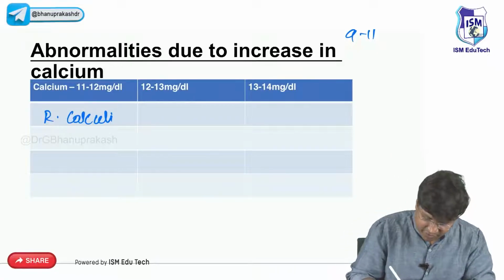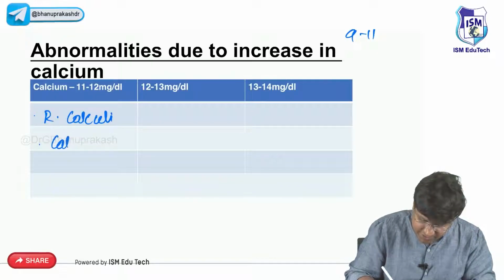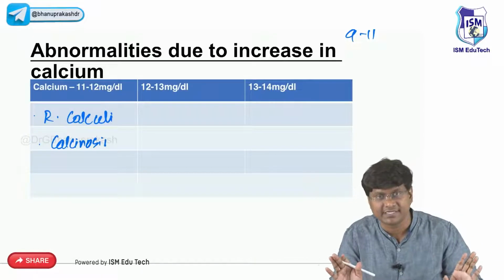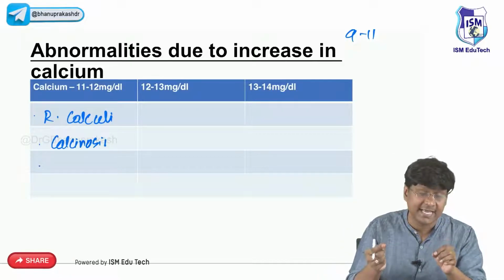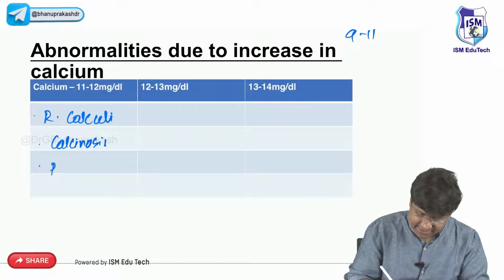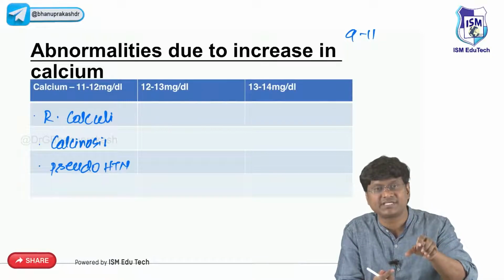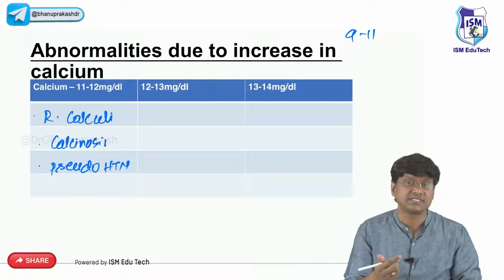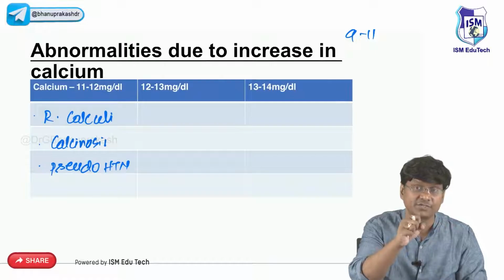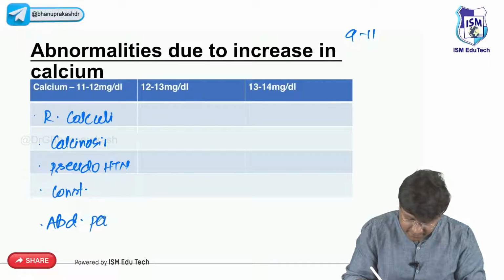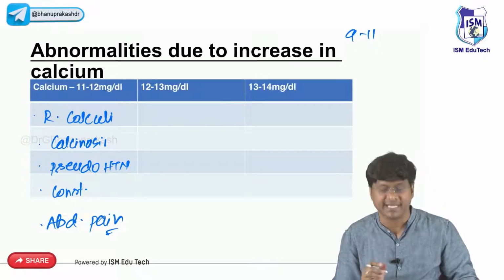Then the next important point is the skin. These patients will have calcinosis cutis. Why? Because the calcium will accumulate within the skin, and that we call calcinosis cutis. And the calcium will get deposited even within the blood vessels, resulting in hardening of the blood vessels, and that we call pseudohypertension. The calcium will also accumulate within the gastrointestinal sphincters, resulting in decreased gastrointestinal motility, because of the contraction of the sphincters. So the patient will have constipation and abdominal pain. These are the abnormalities due to increase in calcium levels between 11 to 12.